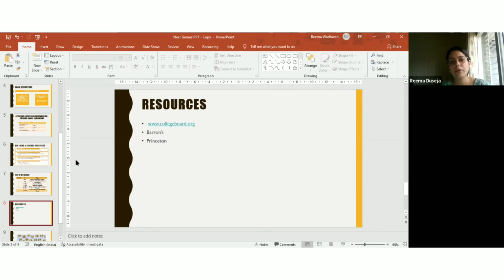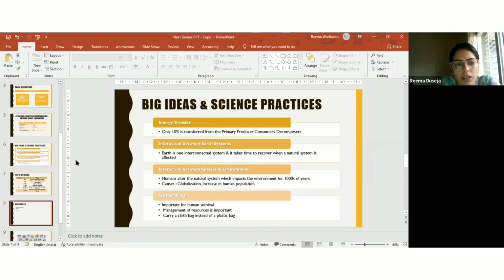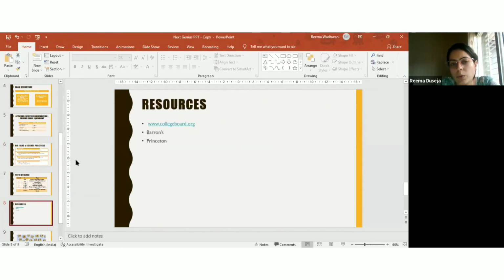So a lot of remembering, taking notes, and mnemonics and mind maps are things that we will be discussing in class with the students on how they can better remember materials. So this was a broad idea of what EVS is, what the units are and what we will be covering.